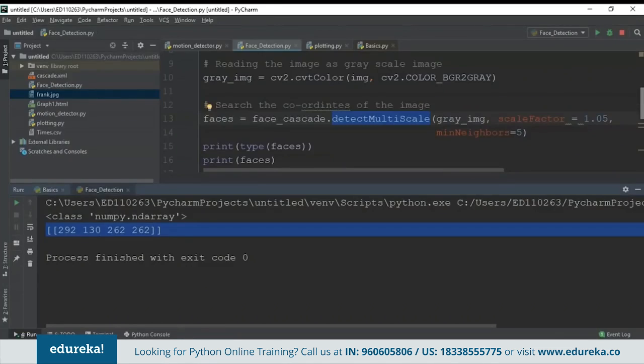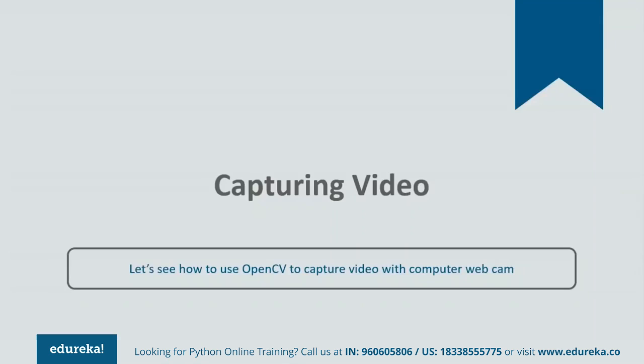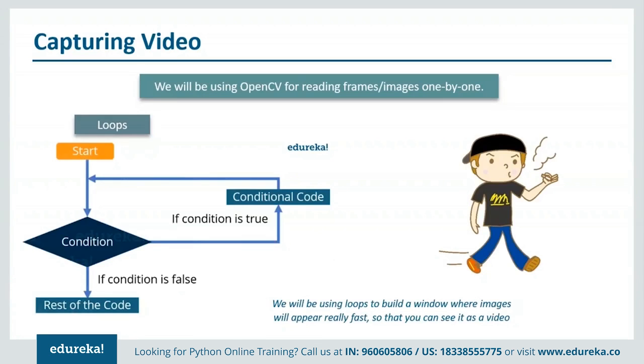Now let me go back to my slides again and we are going to see how we can capture videos using OpenCV. Let's see how to use OpenCV to capture video with a computer webcam. Before I move forward, guys, let me just tell you a few things. We'll be using OpenCV for reading frames or images one by one. A video is nothing but multiple images, or multiple frames, which are displayed very quickly so that it looks like a video.